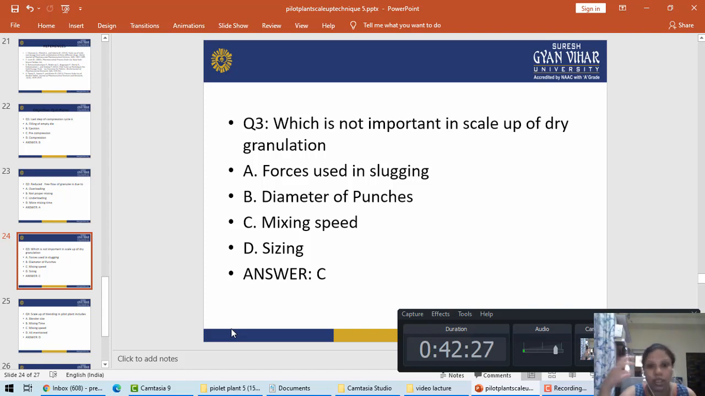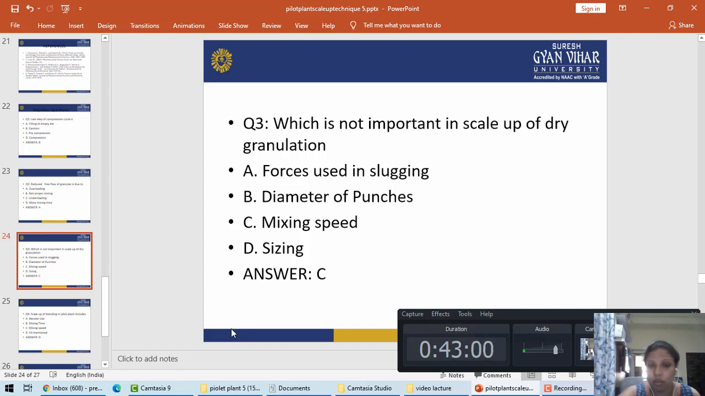So how we perform the dry granulation, obviously, is not involved here. Slugging is very, very important, because without slugging we cannot make the dry granules. Slugging, as we have discussed, is making a large-size tablet and then breaking it into small pieces, in simple words. This is the force used in slugging as the first step.